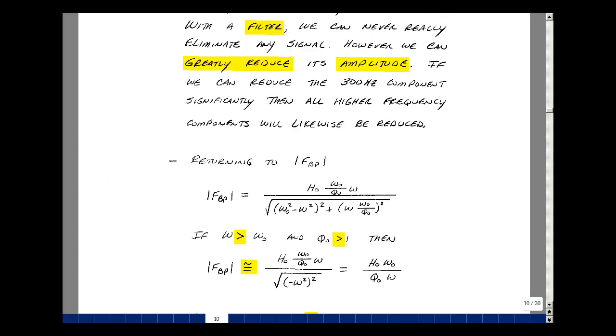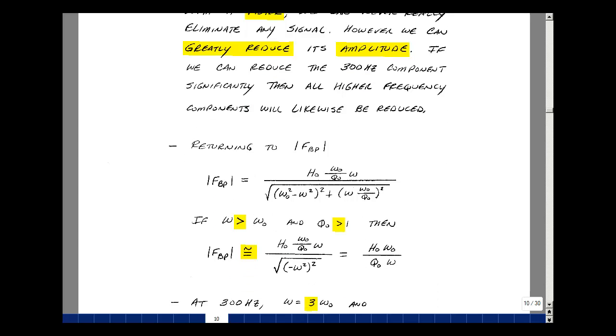So back to our equation on page 1, the magnitude of the transfer function for the bandpass filter was equal to this. Now we're operating at a frequency that's greater than omega naught, and our value of Q naught is generally a number greater than 1. If that's the case, what I've got here is omega naught squared minus omega squared, but we're saying that omega is bigger than omega naught. The difference will be dominated by the omega squared term, and we're going to square it, so you get the fourth power.